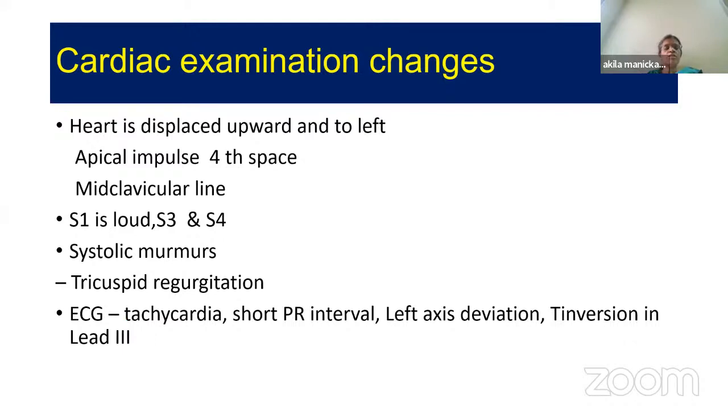And the accent on the heart sounds, when you look at the S1, is very low because of the increased blood volume and increased cardiac output which occurs. And S3 and S4 heart sounds can be physiological. In addition to this, there can be ejection systolic murmurs at the left parasternal border, which can be flow murmurs, or it could be a pathological murmur which we have to pick up.